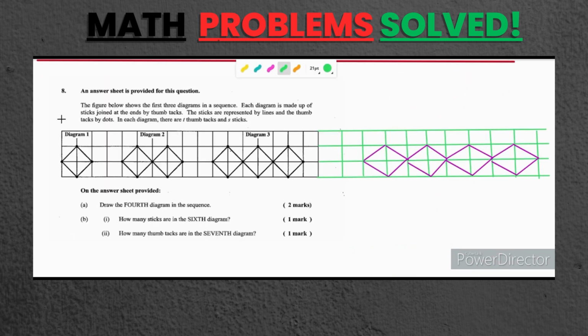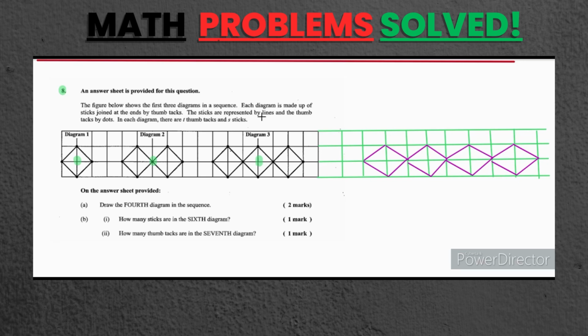Then we will move to question number 8. What it says, answer sheet is provided for the question. We have to read this. The figure below shows the first 3 diagrams in a sequence. So here the first 3 diagrams are given to us, right? They are in a sequence. Each diagram is made up of sticks joined at the ends by thumbtacks.